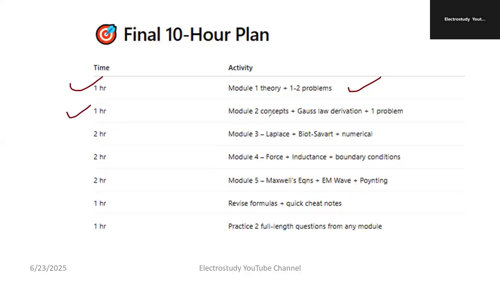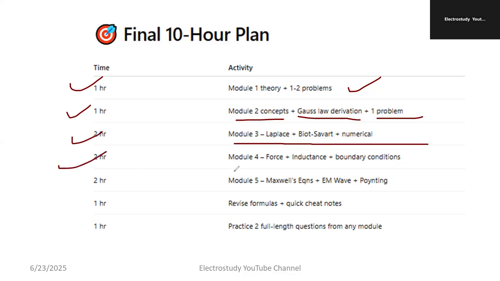From module 2, you can go through the core concepts which I already mentioned, Gauss law derivation plus one problem. A third hour you can plan for module 3, Laplace and Biot-Savart equation with a numerical example. The other 2 hours you can dedicate to force, inductance, and boundary conditions from module 4. Another 2 hours you dedicate to the Maxwell equations, Poynting theorem, and the concept of EM waves.